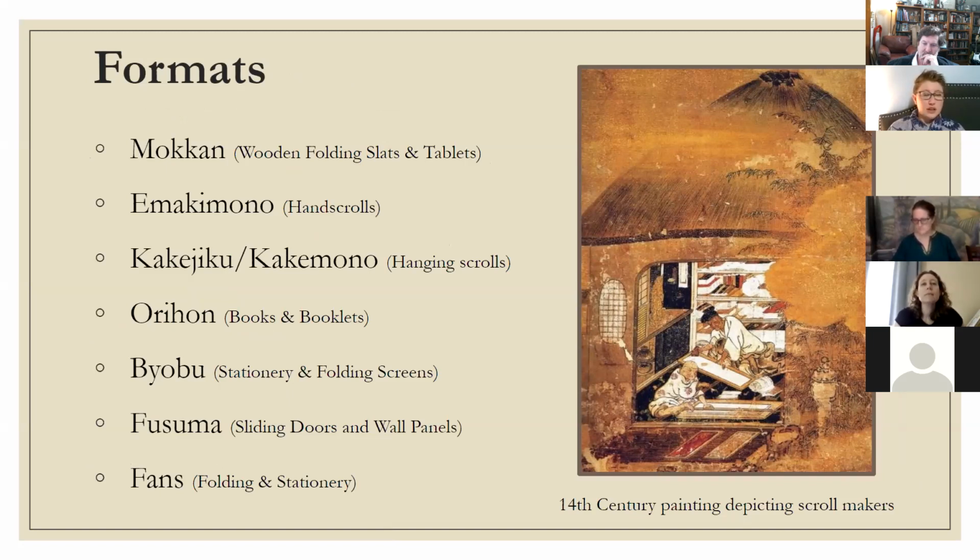So the mokkan, which are the folding wooden slats and tablets. These are really interesting, so I'm excited to show you those. The emakimono, which are the hand scrolls. The kakejiku, or the kakemono, which are the hanging scrolls. The orihon, which are the books and booklets.